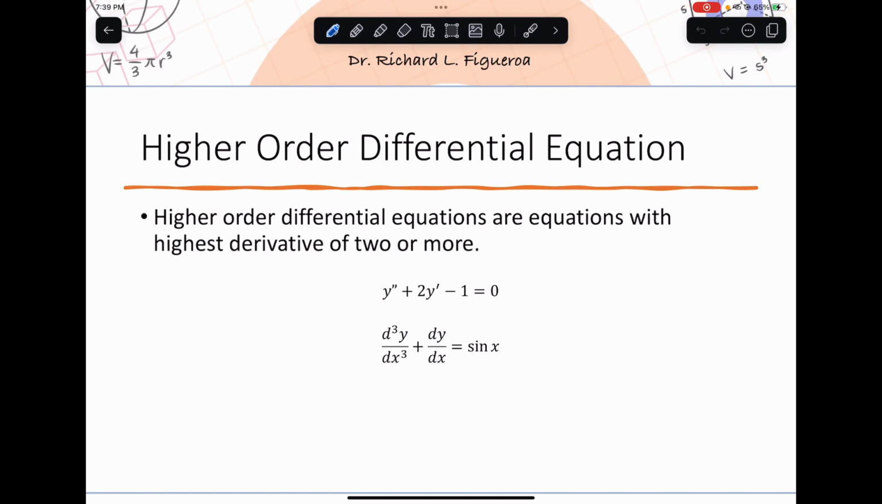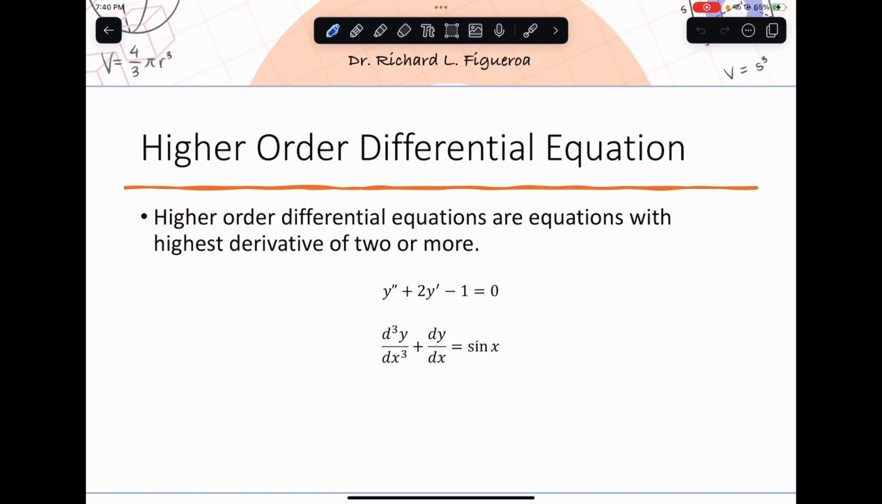We have a second order differential equation, y double prime plus 2y prime minus 1 is equal to 0. So that is a higher order differential equation. Similarly, using the Leibniz notation, we have the third derivative of y with respect to x plus the first derivative of y with respect to x is equal to sine of x. Then that is a third order differential equation. These two examples are collectively known as higher order differential equations.